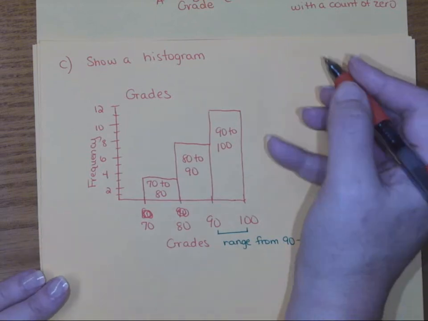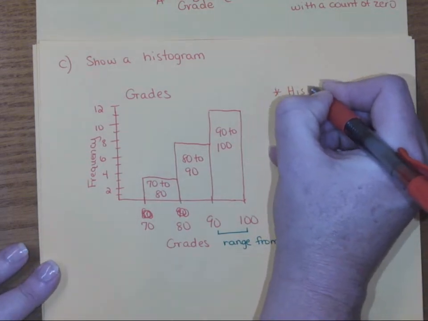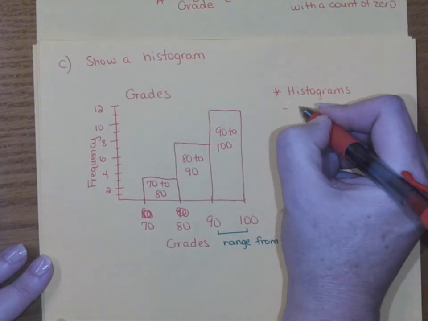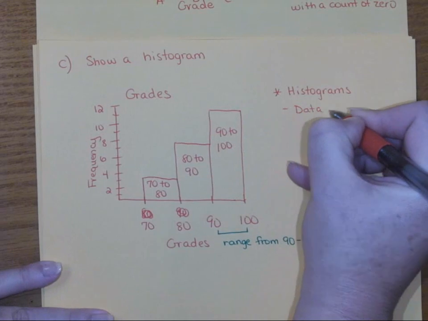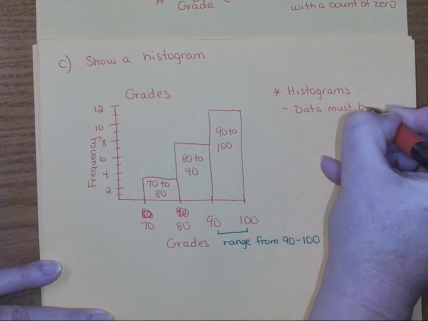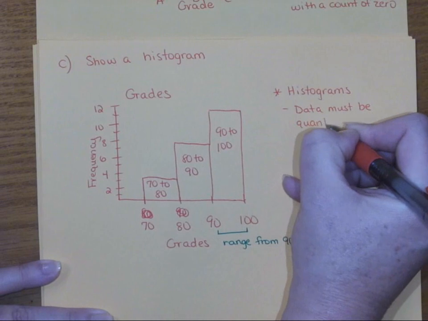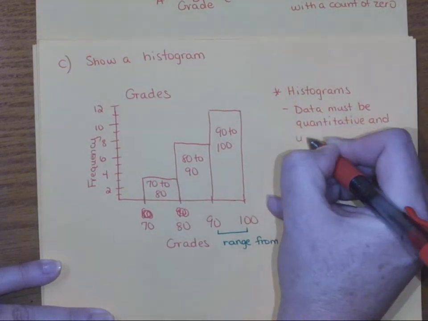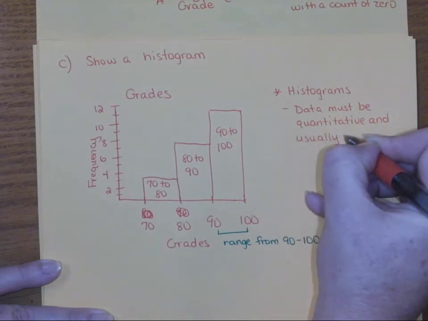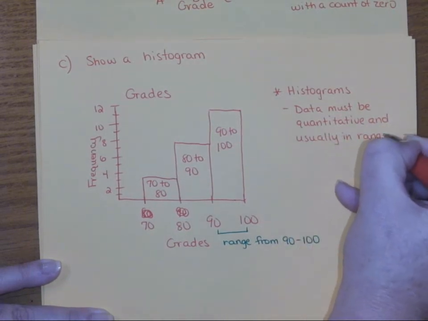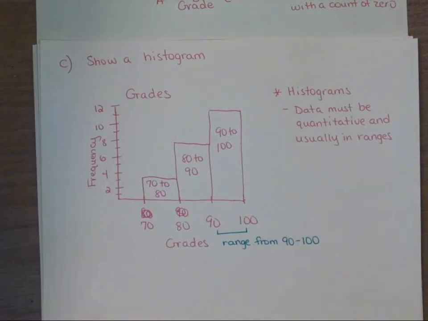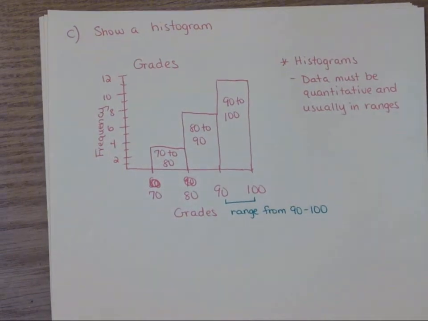Okay, so let's talk a little bit about histograms. We've already mentioned a few of these points. I'm going to say data must be quantitative. Numbers, in other words. And usually ranges. I'm going to say usually in ranges. Other than that, I don't really have a whole lot to say about histograms. They're similar to bar graphs in most aspects, other than the 2 things that I just mentioned.